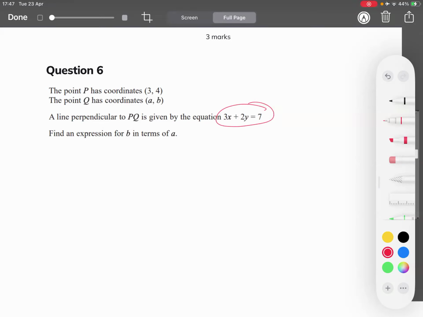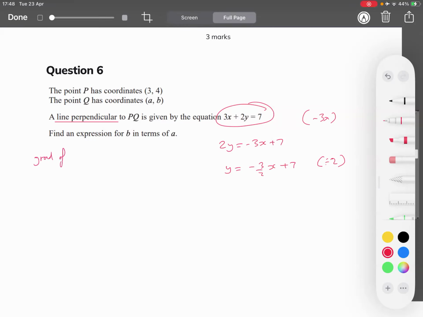So the gradient of the line PQ is... the gradient of this perpendicular line is equal to, so 2y equals minus 3x plus 7. So y equals minus 3/2 x plus 7. We divided by 2. So the gradient of the perpendicular line to PQ is minus 3/2. Okay.